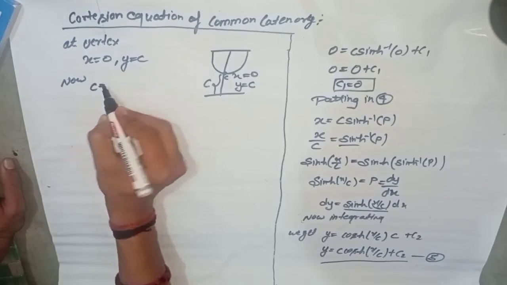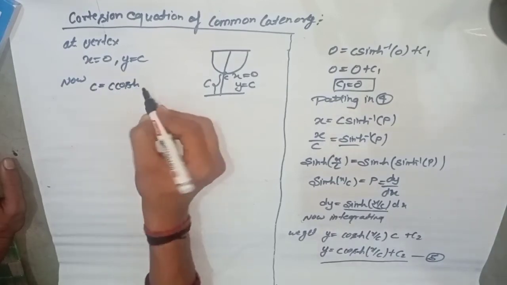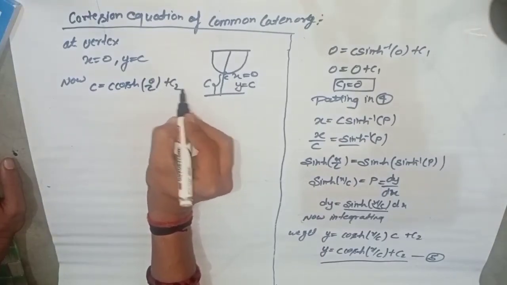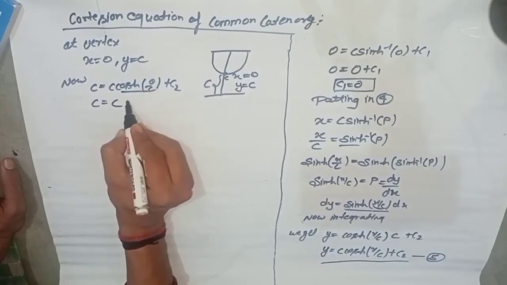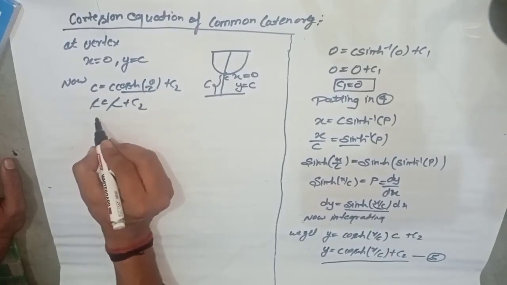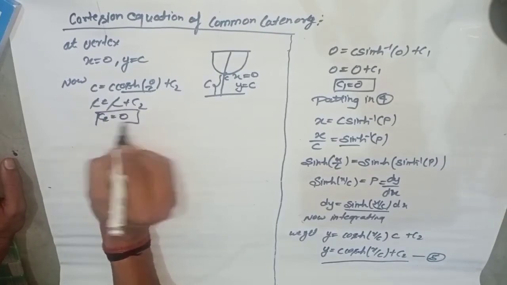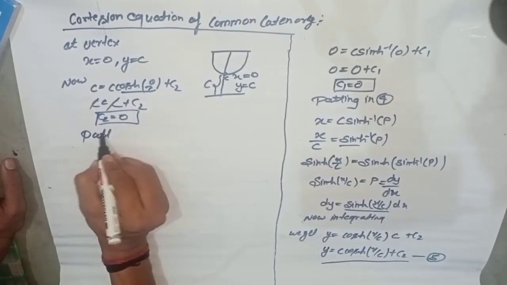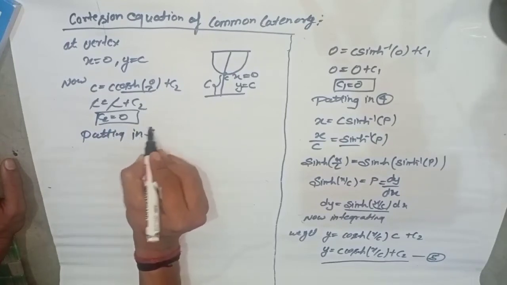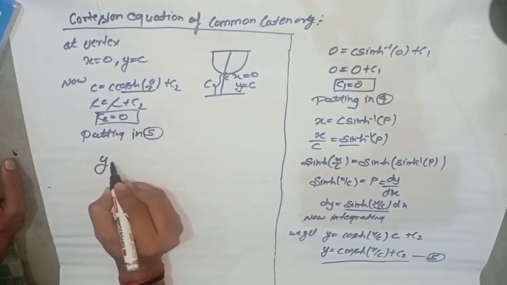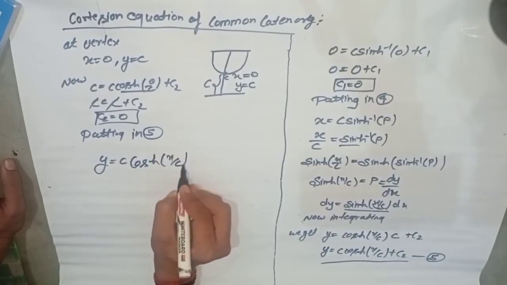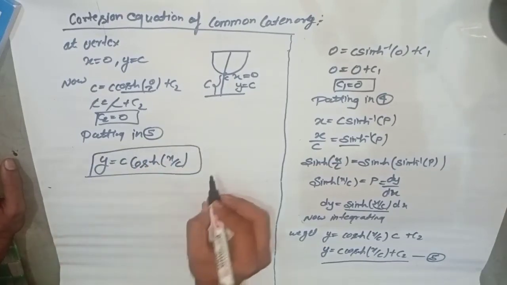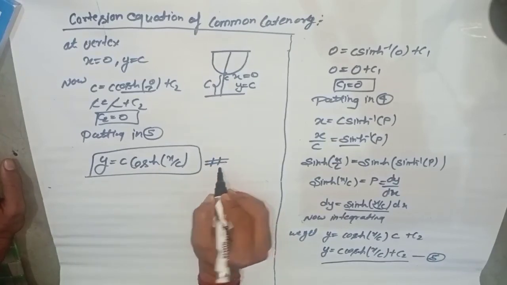We get c equal to c cosh(0/c) plus c2. Now the value of cosh 0 is 1, so c equals c plus c2. Now c cancels out, then we get c2 equal to 0. Now putting the value of c2 in equation 5, we get y equal to c cosh(x/c). This is the required Cartesian equation of the common catenary.